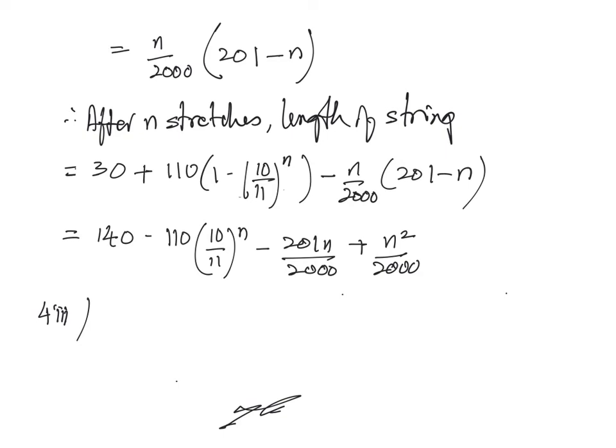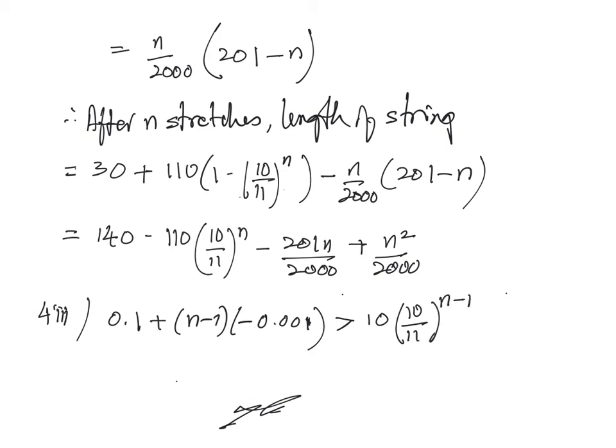At the nth stretch, the contraction was 0.1 plus n minus 1 into negative 0.001, and this must be bigger than, at the nth stretch, the elongation was 10 times 10 over 11 to the power n minus 1. So this has to be bigger.